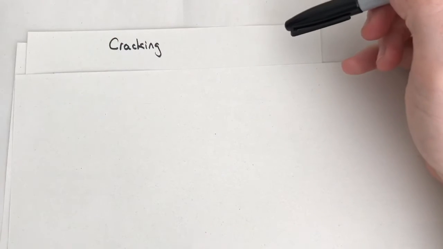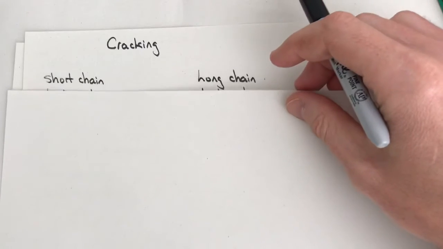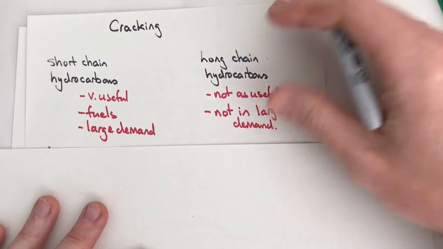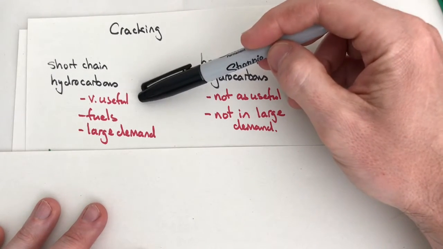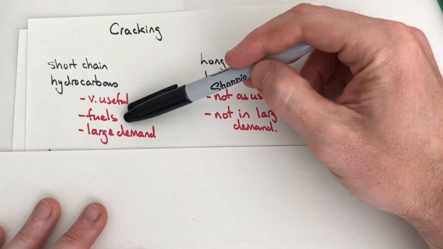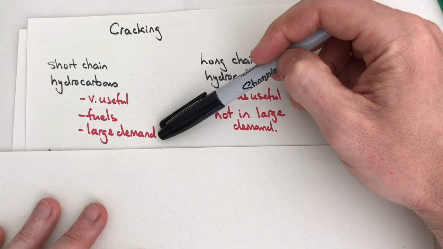Right, in this video we're going to cover cracking and explain what it is and why we need to do it. First thing, just to remind ourselves, there's a couple of differences between short chain and long chain hydrocarbons. Short chain are very useful because they're easy to ignite, easy to burn, therefore they're great for fuels. When they burn, they release their energy, and because of this there's a large demand for these types of hydrocarbons.